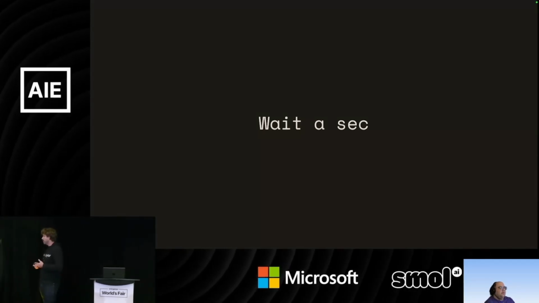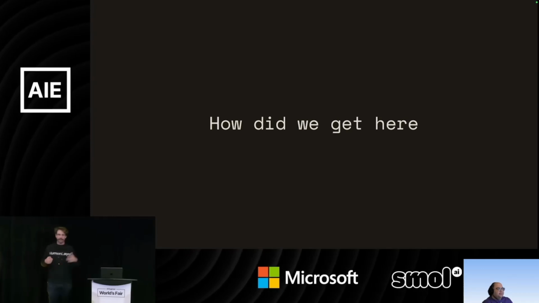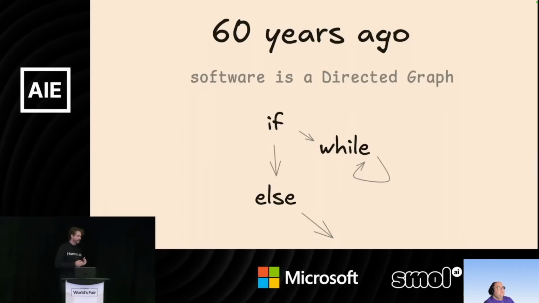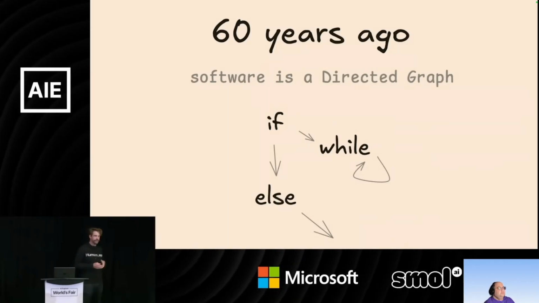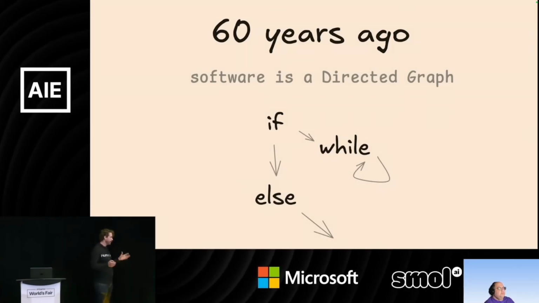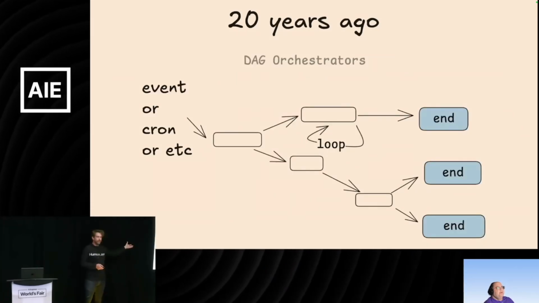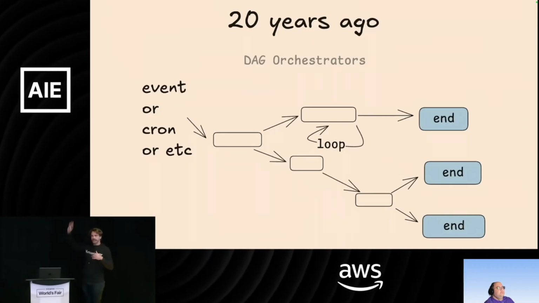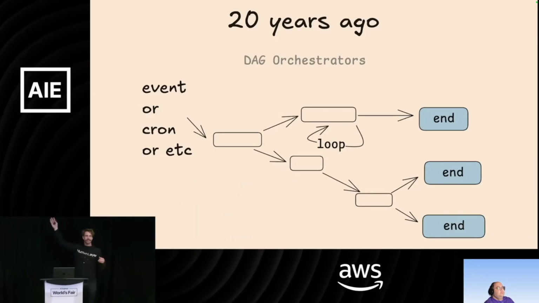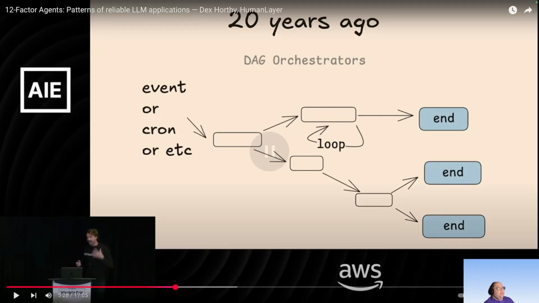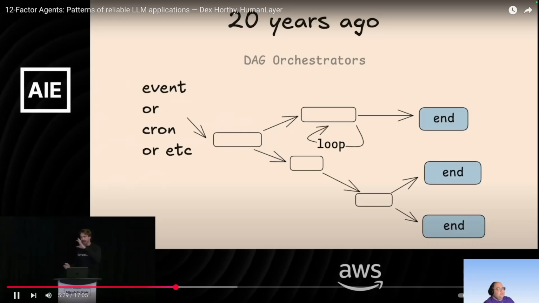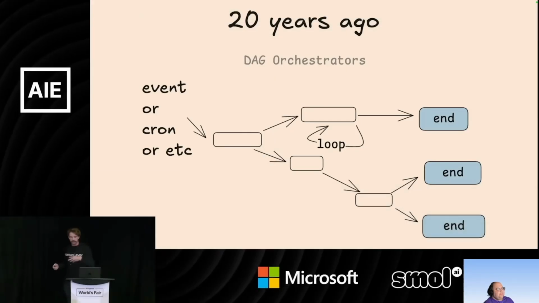Factor eight, and we're going to do a couple bundled together here, owning your control flow. I want to take a step back and talk about how we got here. We've been writing DAGs in software for a long time. If you've written an if statement, you've written a directed graph. Code is a graph. You may also be familiar with DAG orchestrators. Anyone ever use Airflow or Prefect or any of these things? I think make is a DAG too. This concept of breaking things up into nodes gives you certain reliability guarantees.